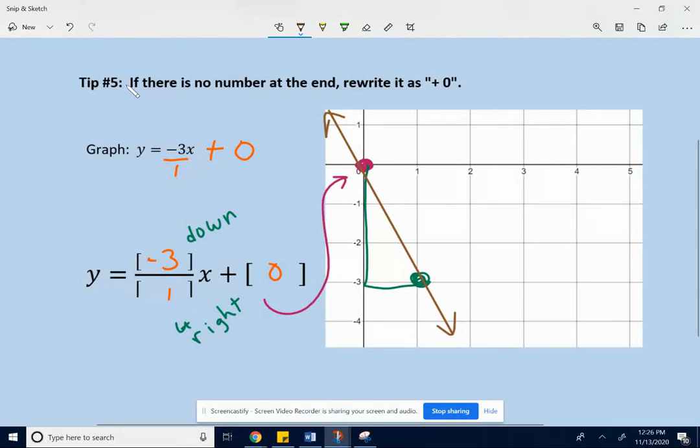So tip 5: if there's no number at the end of your equation, you just think of it as an added 0. So we took negative 3x, and we thought of that as negative 3x plus 0. We changed negative 3 into a fraction by putting a 1 underneath it. And then we graphed it by graphing 0 on the y-axis and then going down 3, right 1.